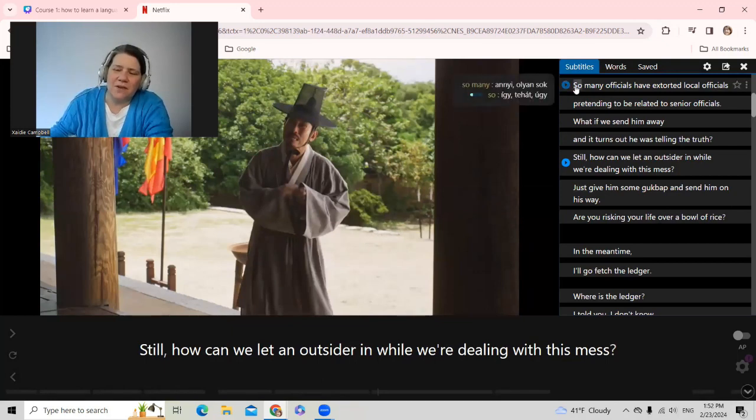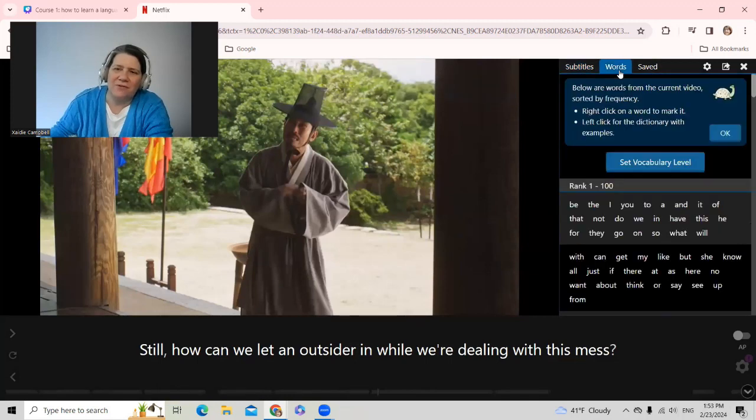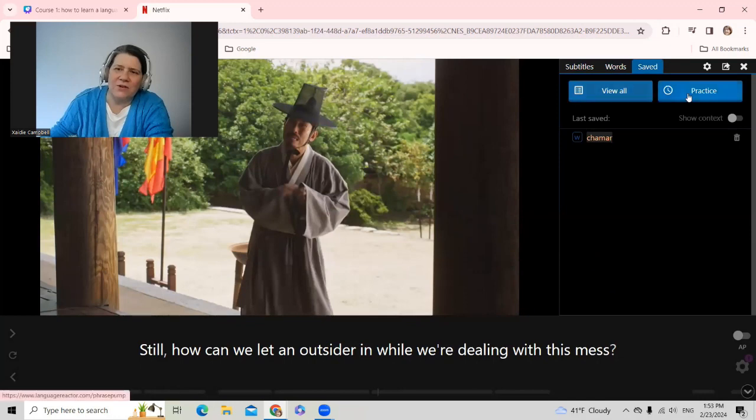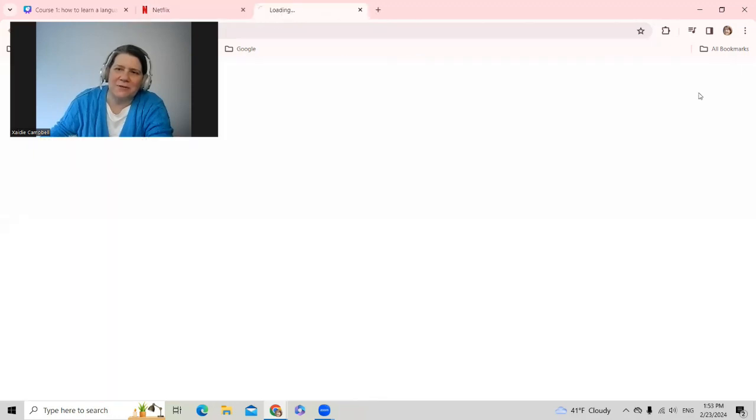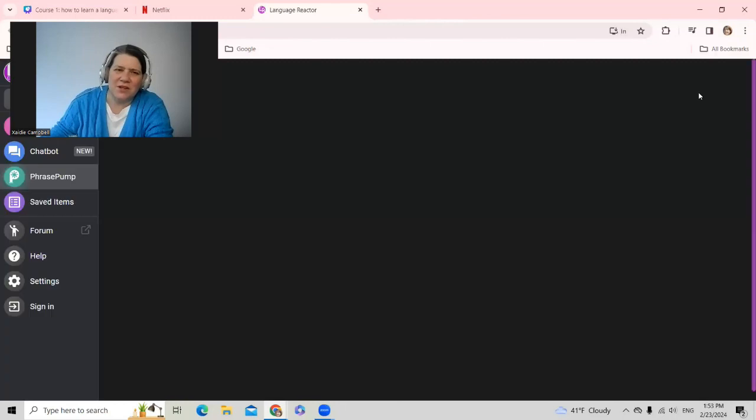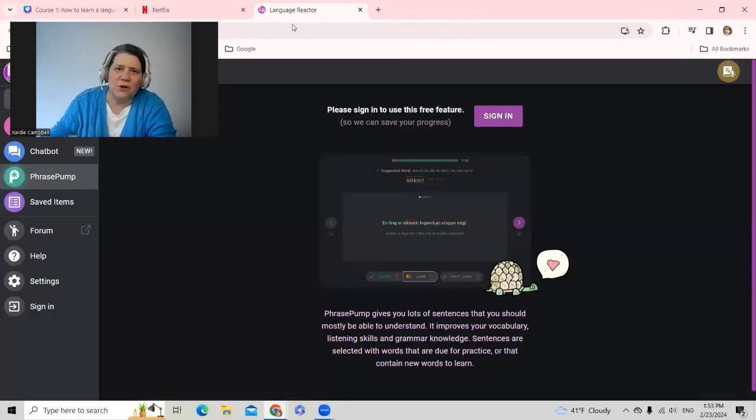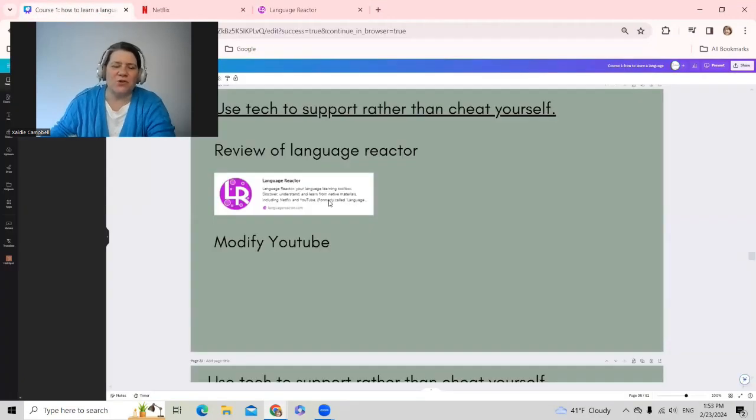So many. Do you see how that shows me exactly what each word means? And I can even save words. I can save words if I pay for it. I can set my vocabulary list, and I can use it then to practice my different words. So it'll make subtitles for me. Okay, that's what Language Reactor does. It's really a fantastic learning tool for you to hear it. You can listen again and again.